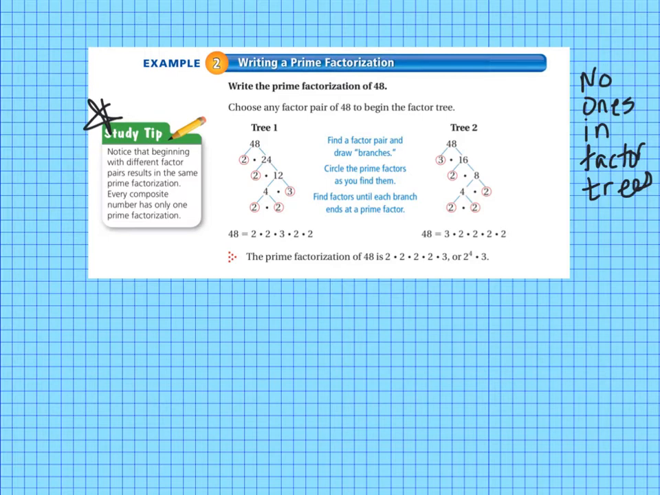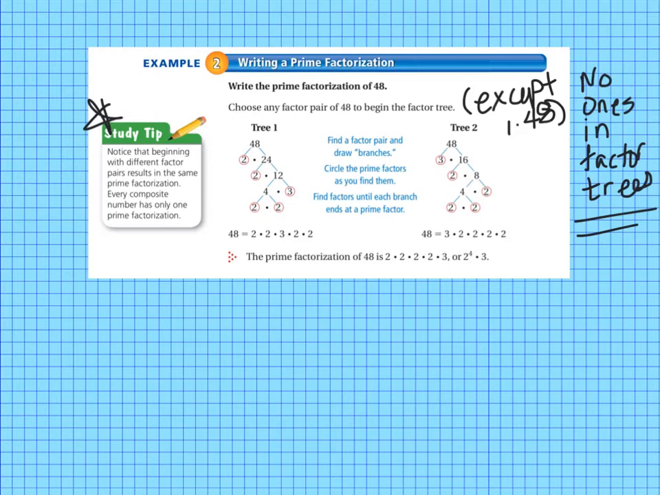It says choose any factor pair to begin the factor tree. When it says that, it means any one except 1 times 48, because there's no ones in factor trees. So let's go to tree 1. 48 is 2 times 24, and we circle the 2 because it is a prime number.